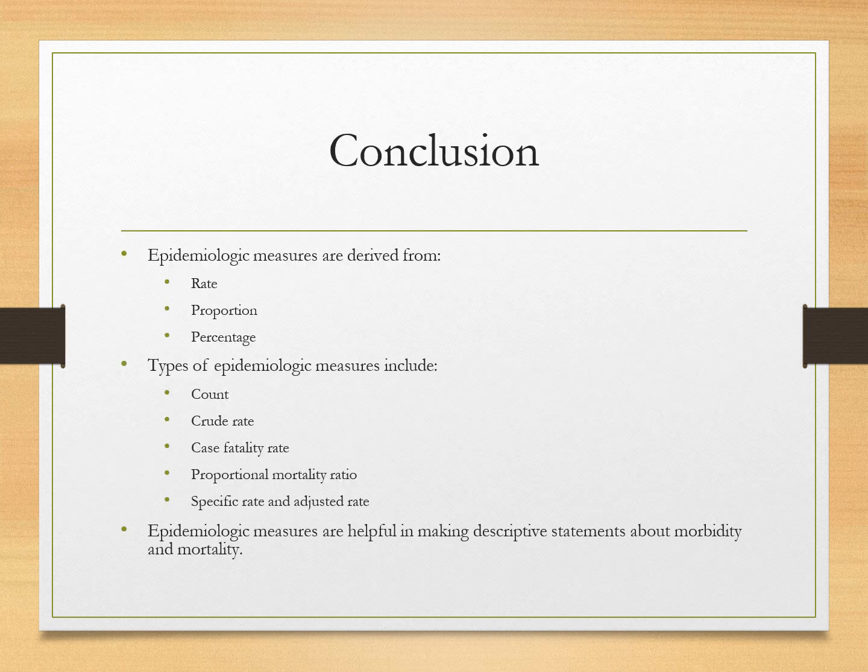So what did we learn today? We learned that epidemiological measures are fundamental tools in public health, and they are derived from concepts such as rates, proportions, and percentages. The key types of epidemiological measures include count, crude rate, case fatality rate, proportional mortality ratio, specific rate, and adjusted rate. These measures are invaluable for making descriptive statements about morbidity and mortality, enabling a better understanding of health patterns and guiding public health interventions. This slide concludes the lecture presentation for today.